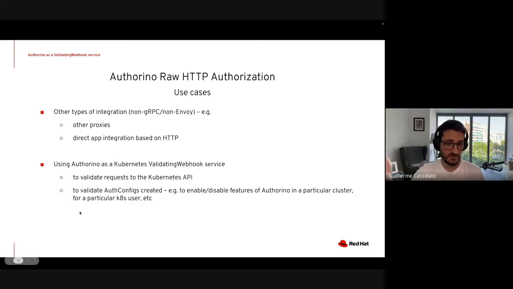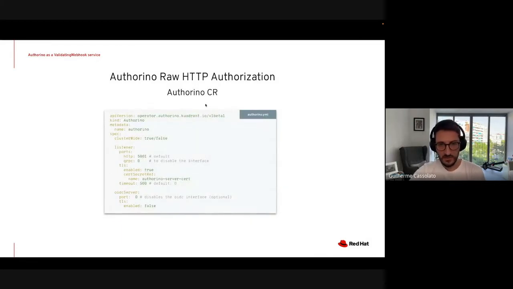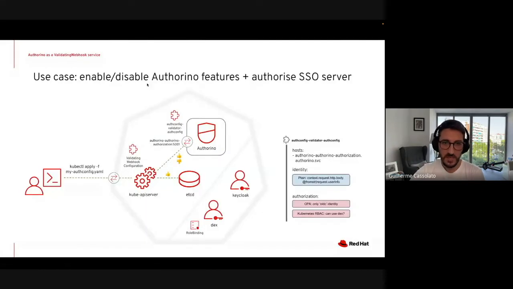Including, for example, that is valid for any Kubernetes resource, right? But including when you use the Kubernetes API to try to modify, to create, to update AuthConfigs, Authorino AuthConfig custom resources. And that virtually means using an AuthConfig to validate other AuthConfigs, for example, to enable or disable Authorino features in a particular cluster or for a particular Kubernetes user, right? So this is how the Authorino CR looks like. To deploy this, we can skip this. And this is basically the demo we'll be running now, right?